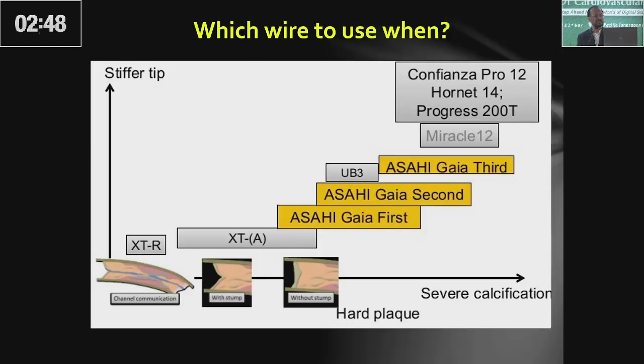And there is a picture like this, tapered. You can see Fielder XT-R wire, some loose channels. Here is XT-A, then Gaia Second, then Gaia Third, then Conquest Pro 12.